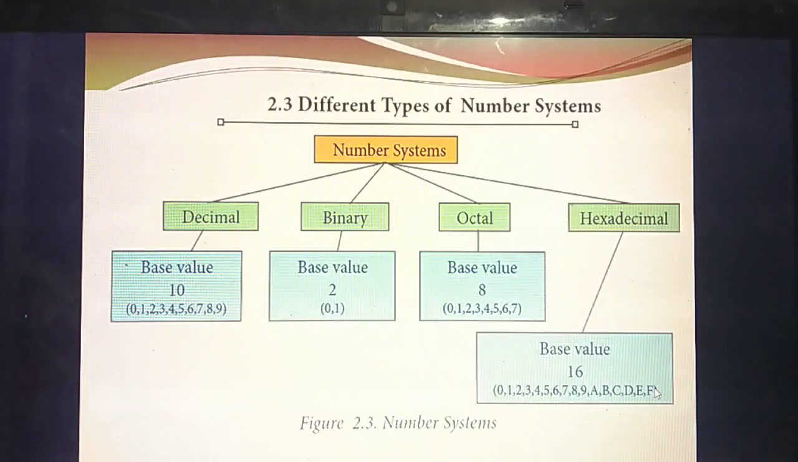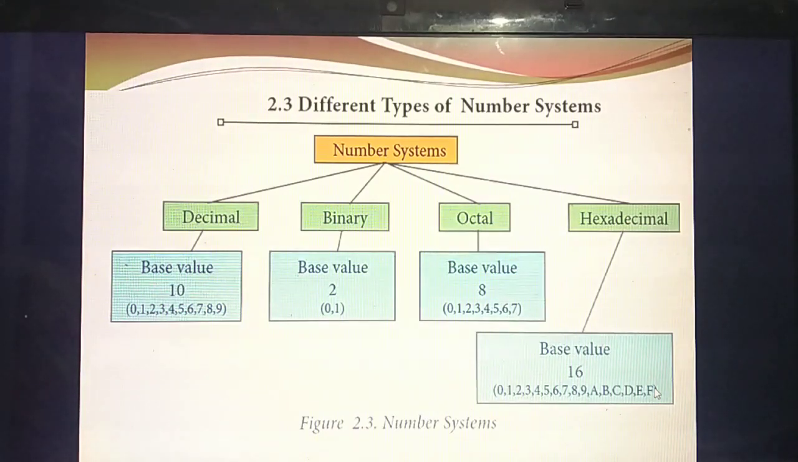Likewise. Understand? So how many types of number systems are there? 4. What are they? Decimal, binary, octal and hexadecimal. Understand? So decimal has base value 10. Binary means base value 2. Octal means 8. Hexadecimal means 16.